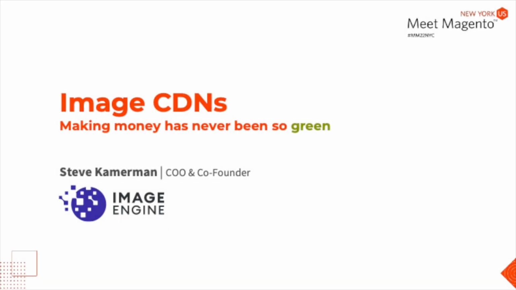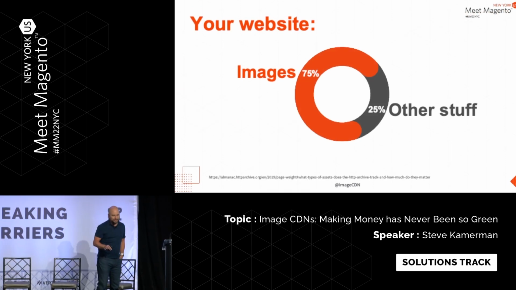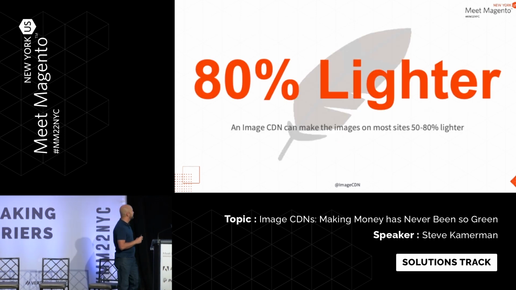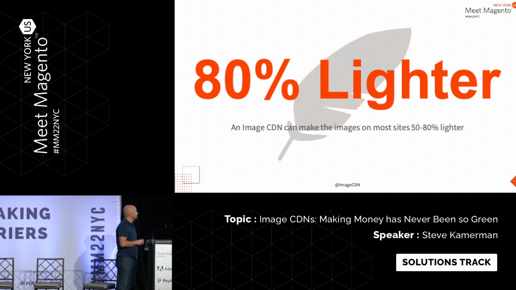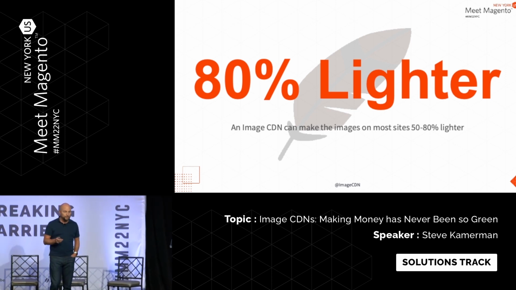So your website is made of images. The average website, 75% of the content is just images. And if you can reduce those, you can significantly improve the performance of your site. With an image CDN, we can make your site 80% lighter. And by reducing the images by 80%, you can, in many cases, reduce your entire page weight by 50%.